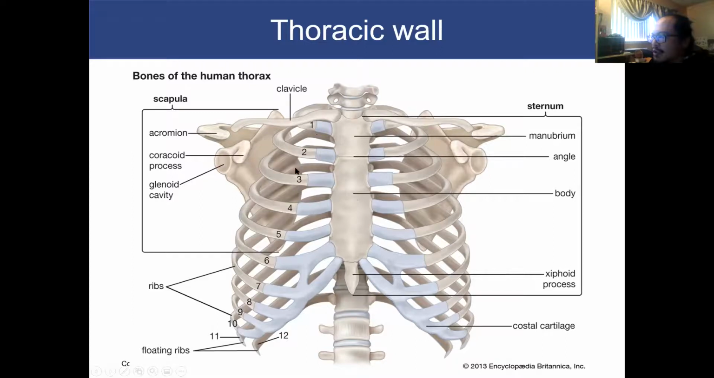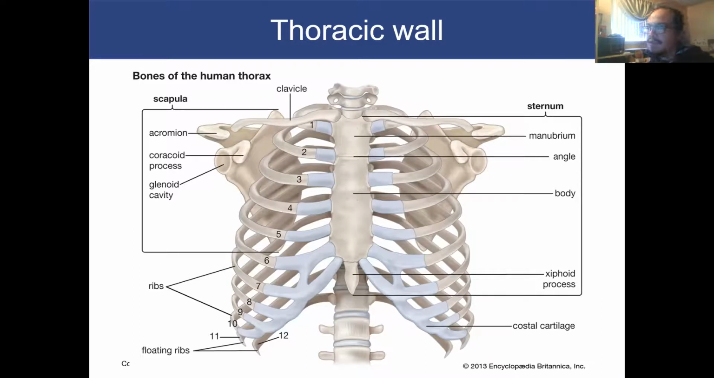12 ribs: 1, 2, 3, 4, 5, 6, 7. Now, 1 to 7 connect with the sternum. 8, 9, 10 connect with each other, but they don't connect with the sternum. They basically connect with the 7. 11 and 12 do not meet each other, and do not form the closure in the front. They only form the closure in the back, but not in the front.